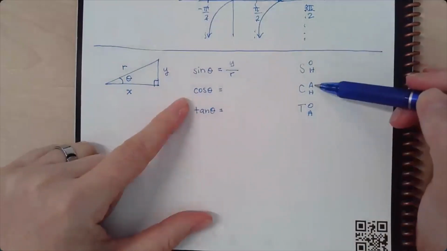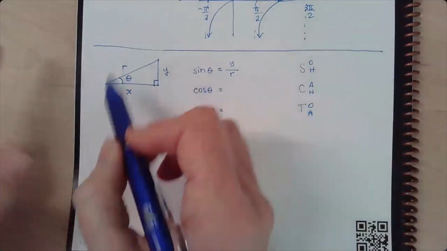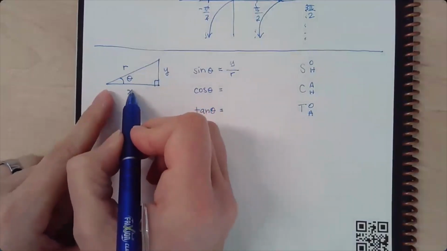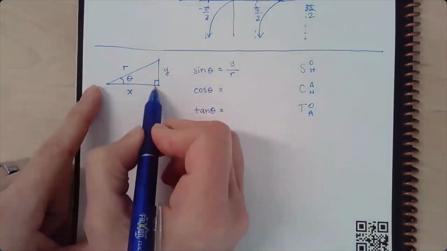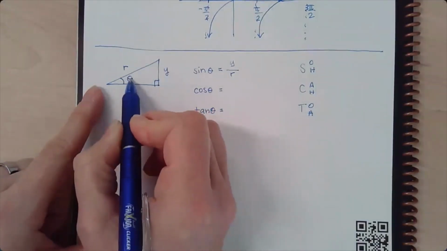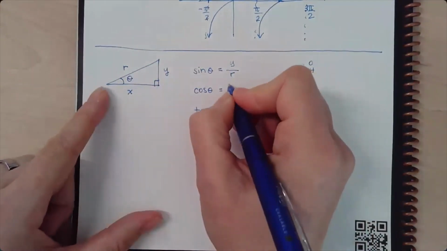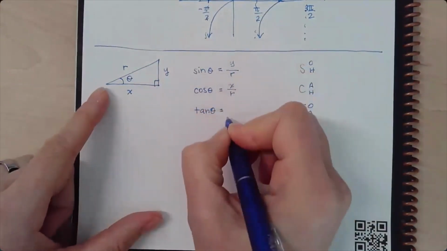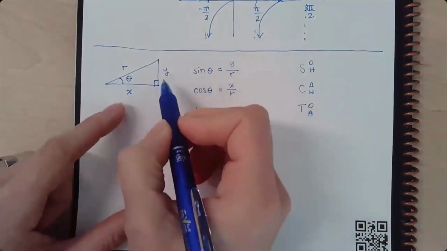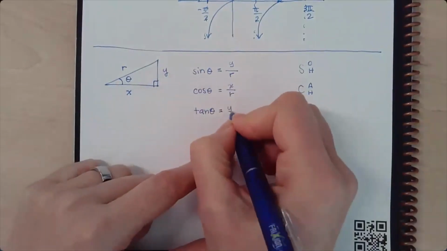Cosine is the adjacent side over the hypotenuse. So in terms of my triangle here, it's the leg that is adjacent to, or touching, the angle. So I'm going to have an x over r, and tangent is y over x.